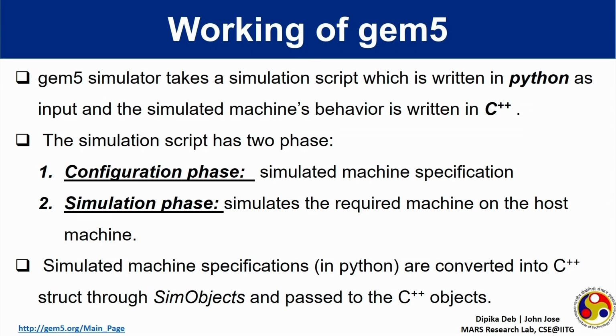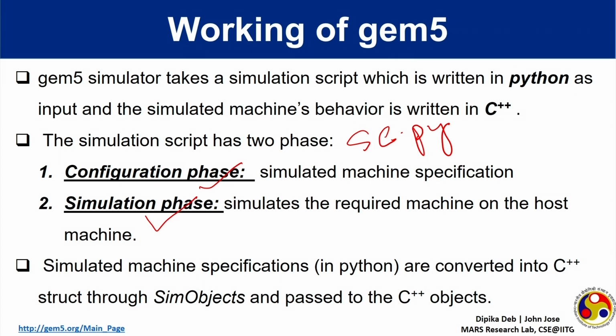Now, coming to the simulation script, the Python script ac.py contains two parts. The first part is the configuration phase. This says what is the configuration of the simulated machine, and the next phase is the simulation phase. This phase mentions how to build the machine.